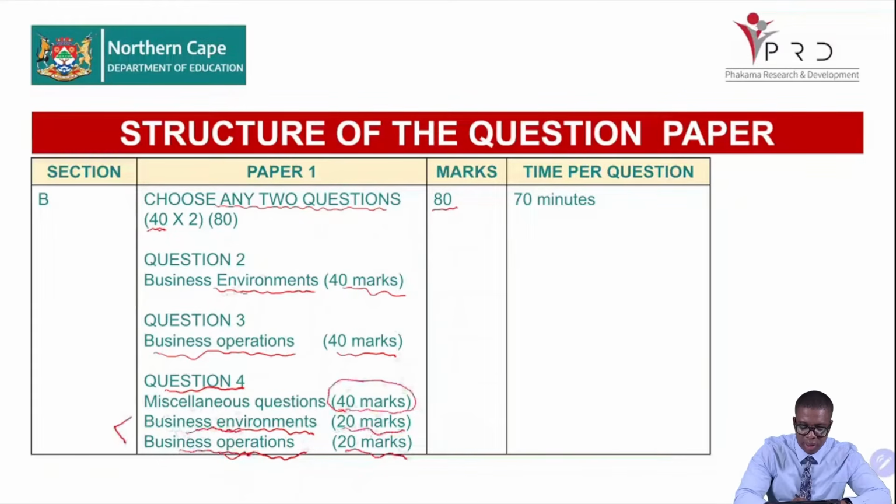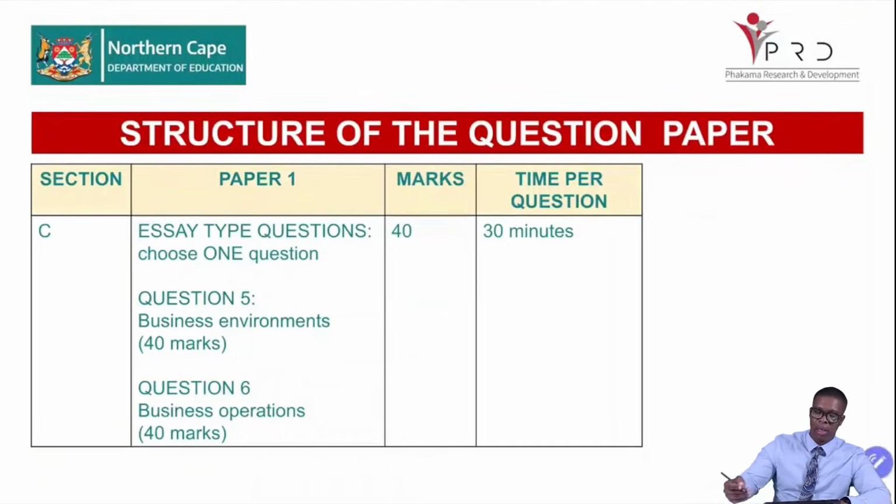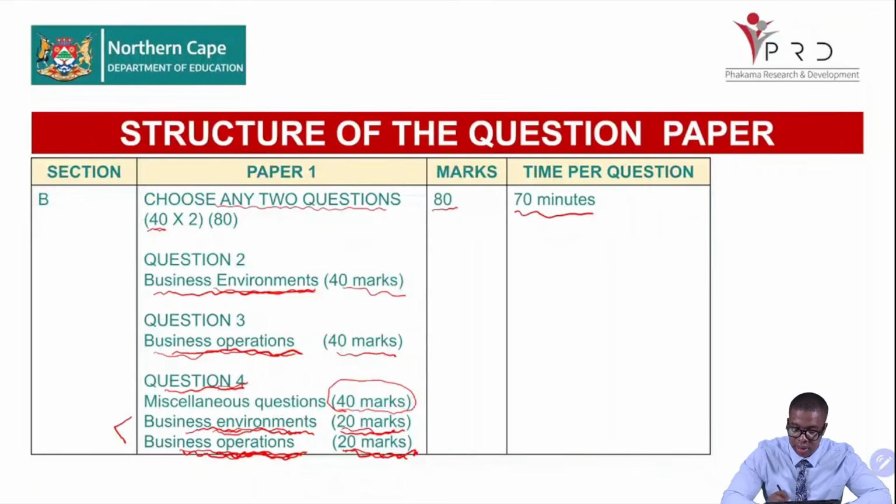And then when you are choosing question 2 and question 4, you should be aware that with question 2, yes, you'll be answering business environment, but with question 4, you are still answering business environment, which will be assessed for 20 marks, but you'll still answer business operations, which is allocated 20 marks as well. So this makes it important to prepare both the business environment subtopics and the business operations subtopics. And the time that is allocated there is 70 minutes.